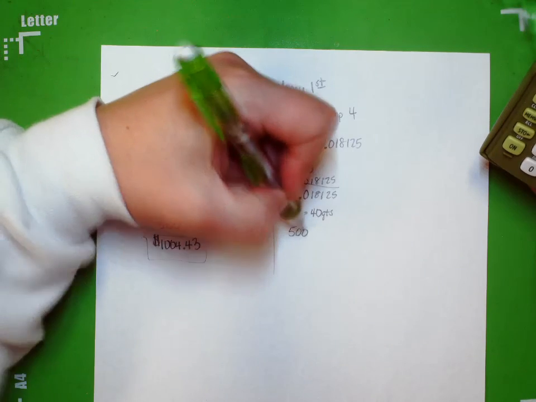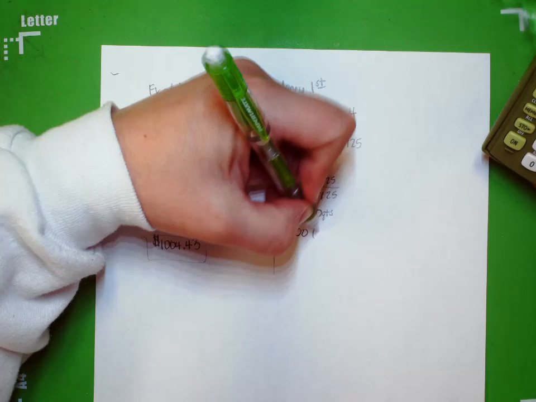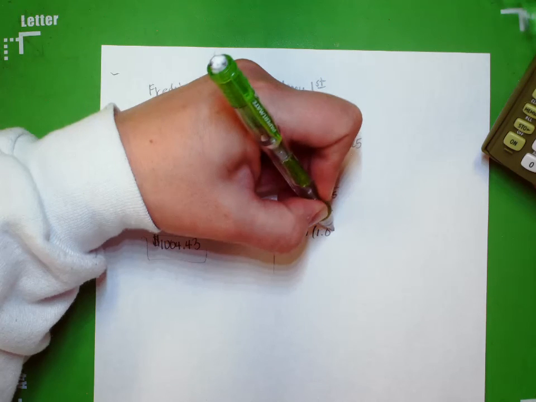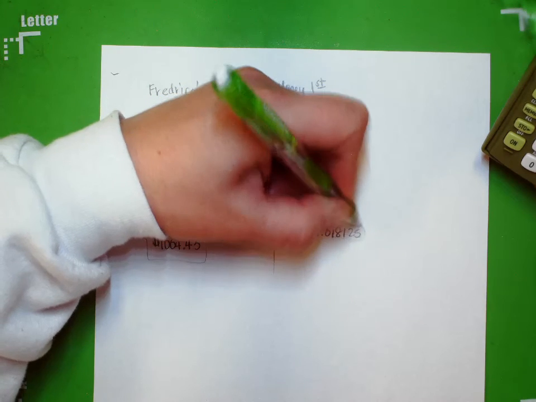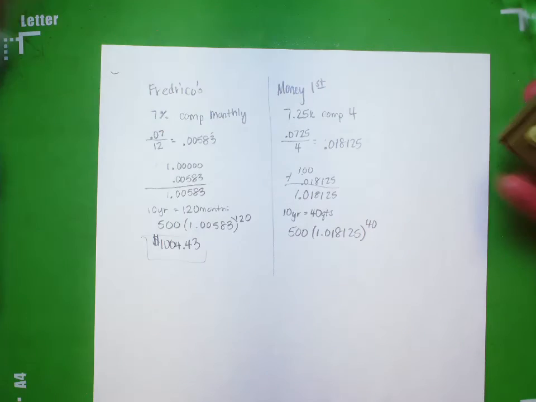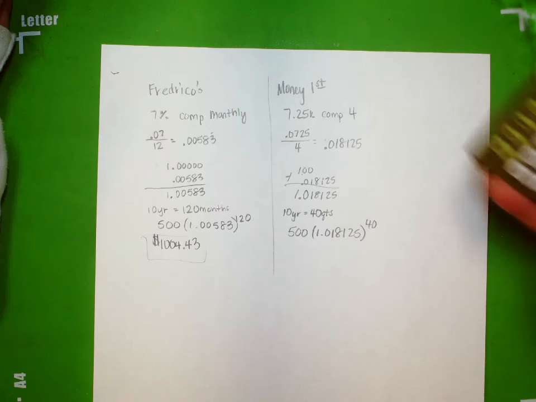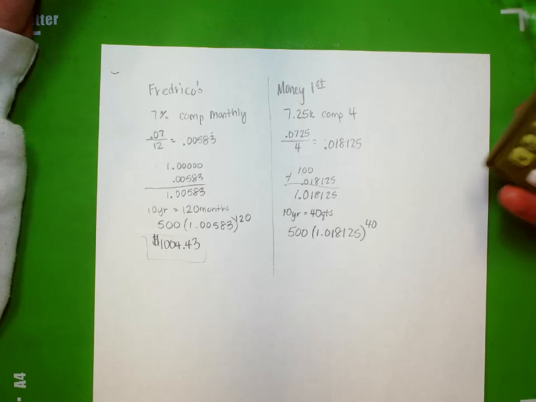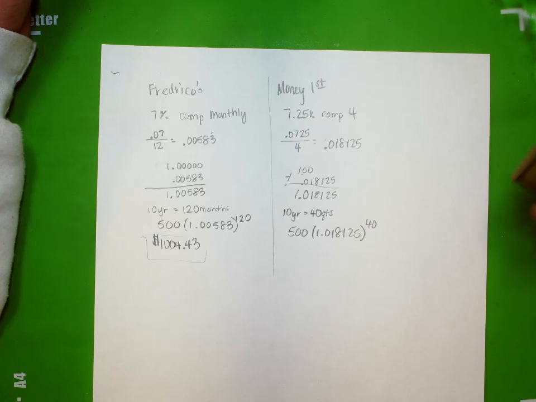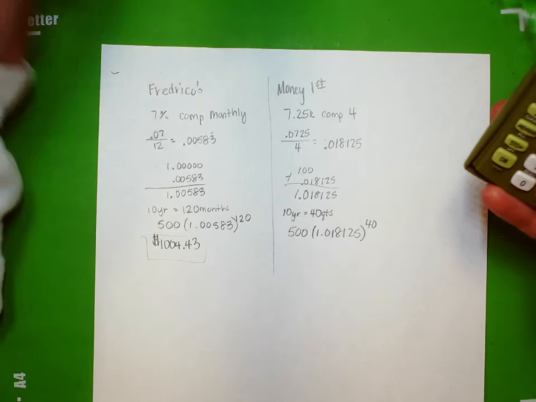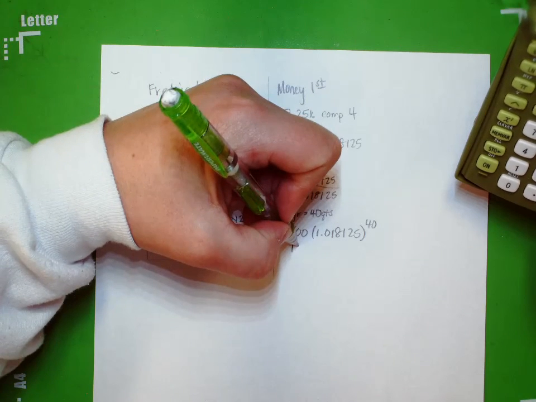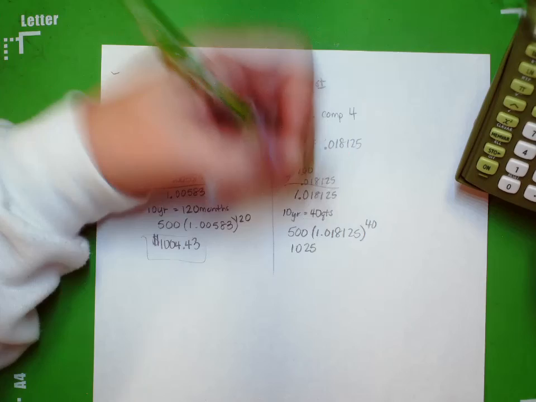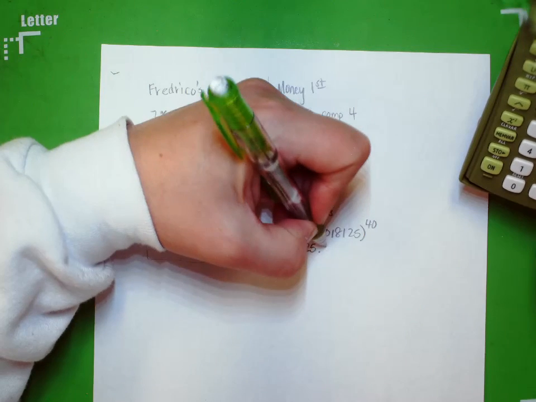So our equation, our starting value is 500. Our growth this time is different, 1.018125 to the 40th power. 1.018125 to the 40th power equals 2.05 and some more numbers. Then you just take that answer, hit times 500, and we get that there would be $1,025.69.